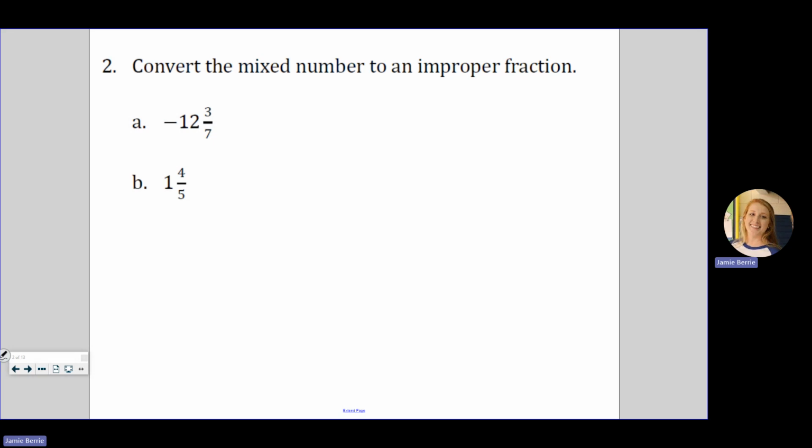That's right. 7 times negative 12. What's 7 times negative 12? Negative 84? Mm-hmm. All right, so 7 times negative 12 is negative 84. Now what do we do? Add 3. Negative 81. Now I have everything I need to form my answer. So what is the improper fraction? Good. Negative 81 over 7.